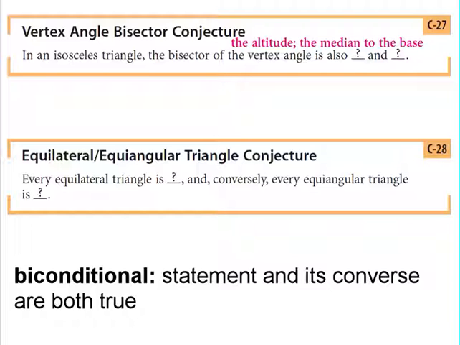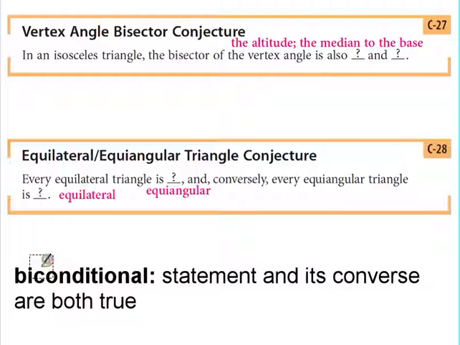Now we have the equilateral equiangular triangle conjecture. Every equilateral triangle is equiangular, and conversely, every equiangular triangle is what? Equilateral. Good. So basically what that means, if you know a triangle has all the same angles, it's got to have all the same sides. If you know a triangle has all the same sides, it's got to have all the same angles.